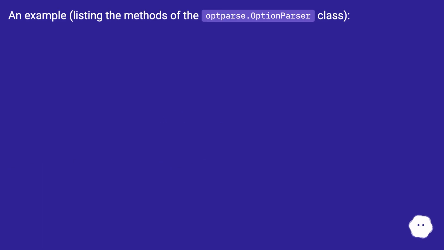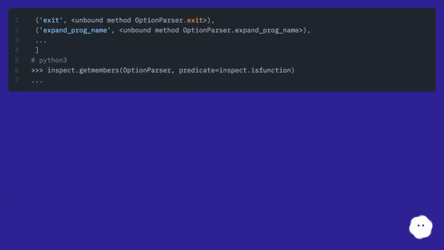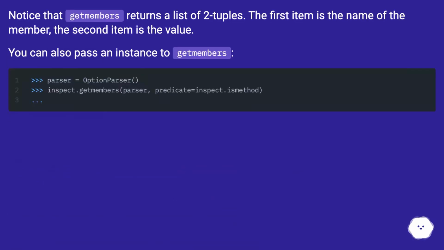An example, listing the methods of the optparse.OptionParser class. Notice that getmembers returns a list of 2-tuples. The first item is the name of the member, the second item is the value. You can also pass an instance to getmembers.